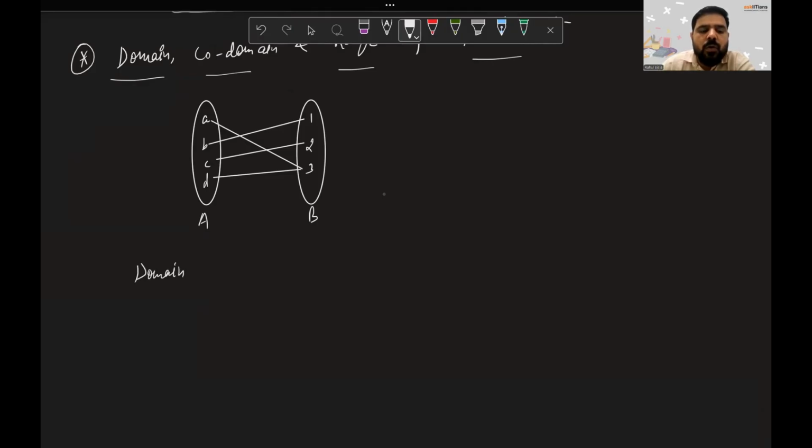So we'll say domain of f. We can write the same thing as D subscript f. So D of f is going to be a, b, c, and d, the set of four elements. This will be your domain. Let's say I'm adding one more element over here.